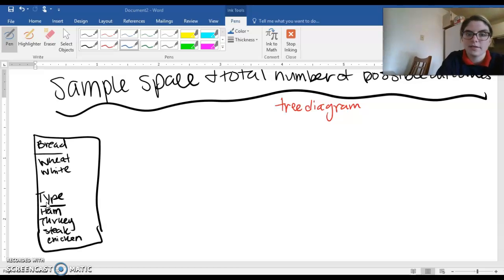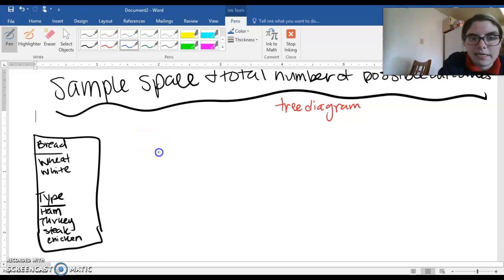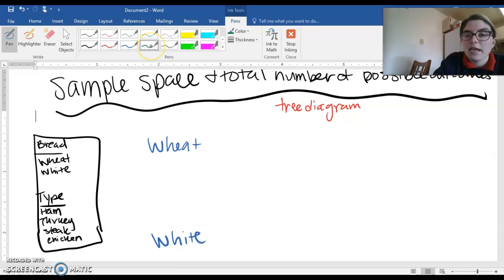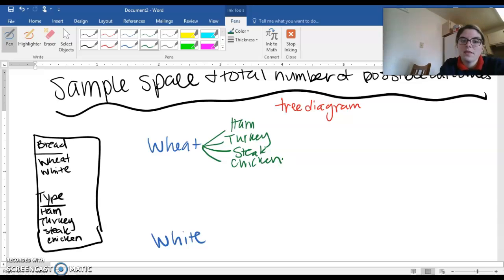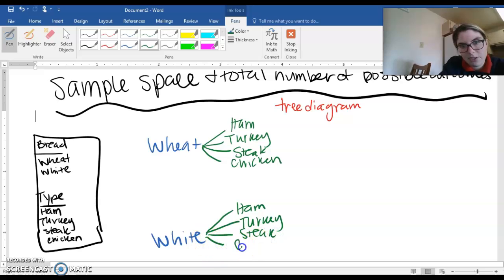Okay, so the first thing you're going to do is write down the first category. For my breads, I can either have wheat, or I can have white bread. Let's say I get my sandwich on wheat bread, then I can have a ham sandwich, a turkey sandwich, a steak sandwich, or a chicken sandwich. And if I get it on white bread, I can also have a ham sandwich, a turkey sandwich, a steak sandwich, and a chicken sandwich.